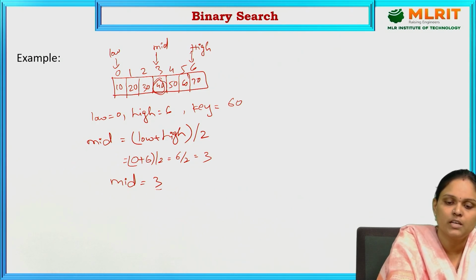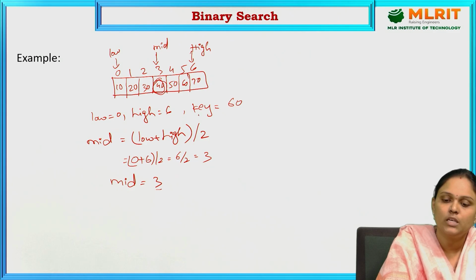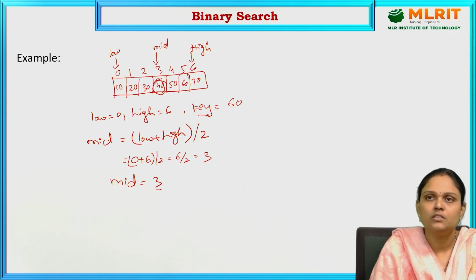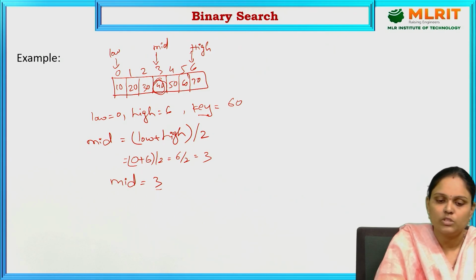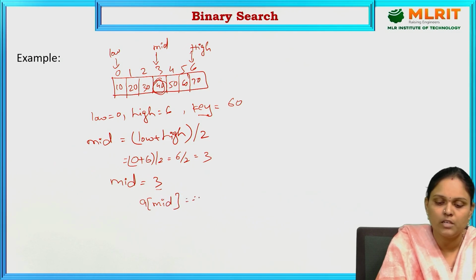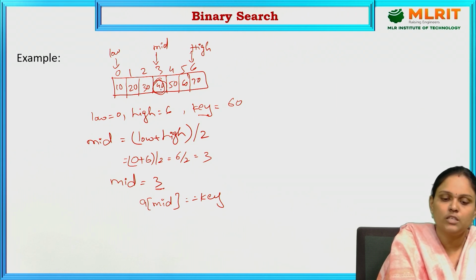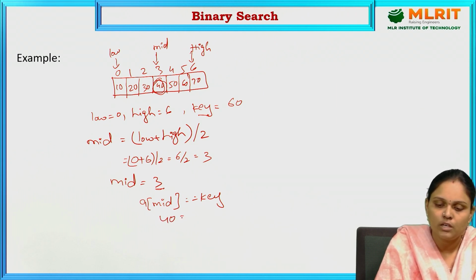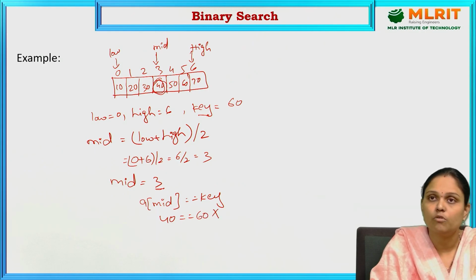This middle element we need to compare with the key element. If it is matching, then the searching technique will be terminated. If it is not matching, we check whether it is less than or greater than. So we need to check whether A of mid is double equals to key. Here the mid value is 3, so A of 3 is 40. Is 40 double equals to key, which here is 60? The condition is false.